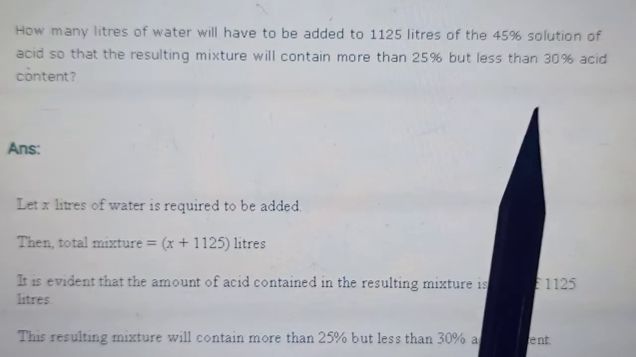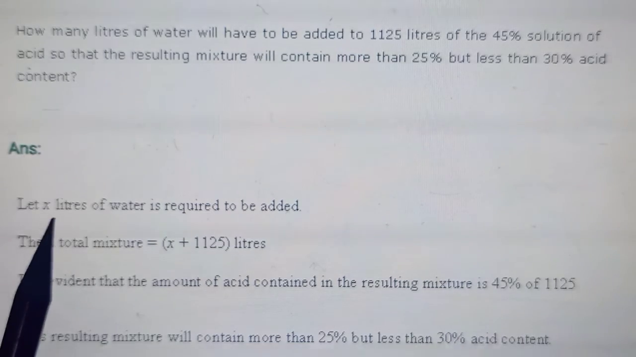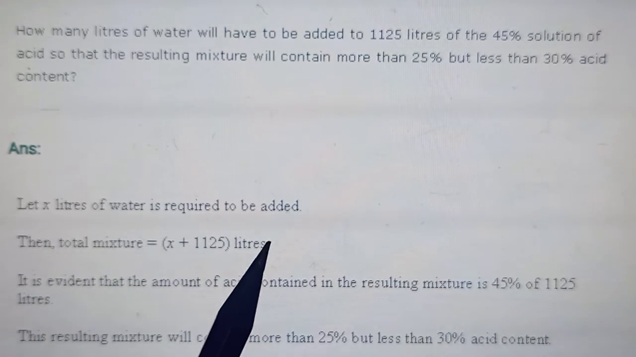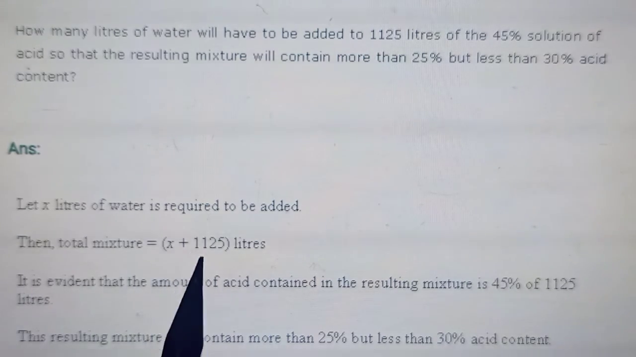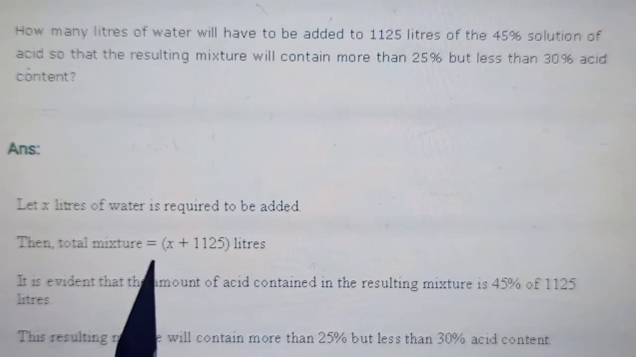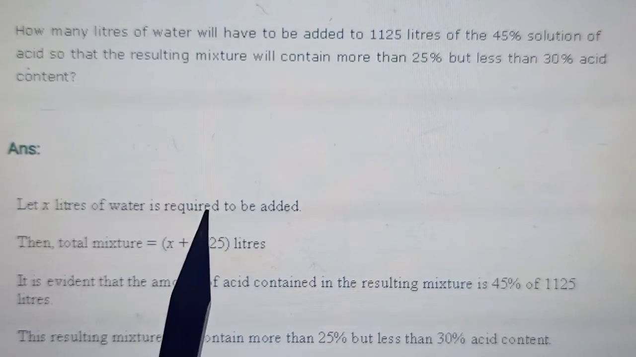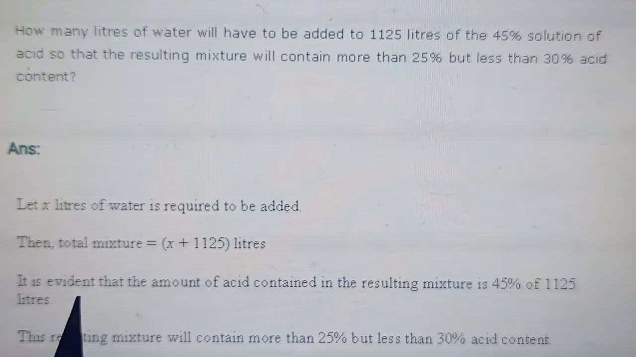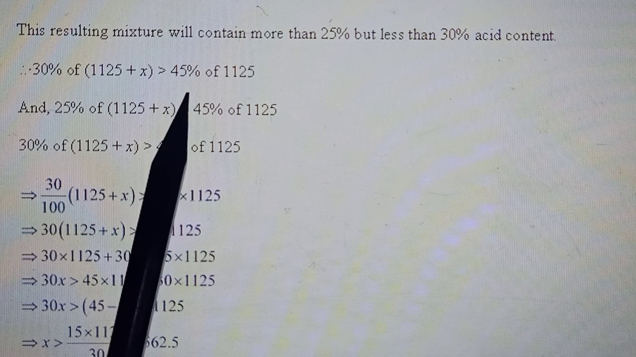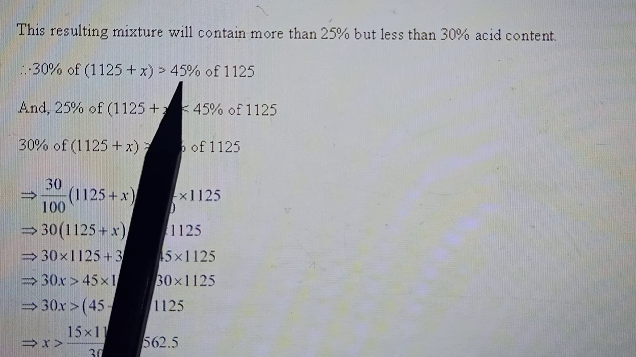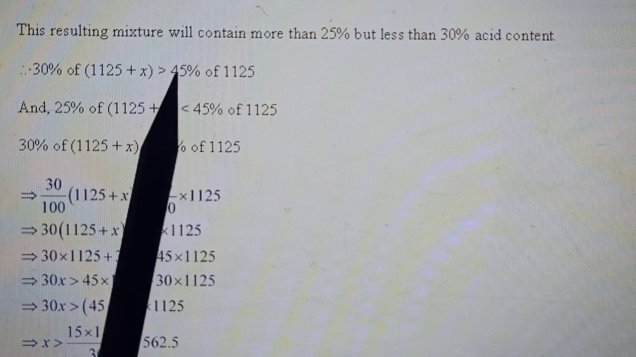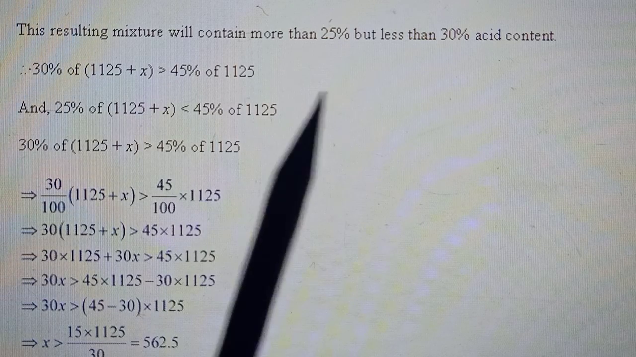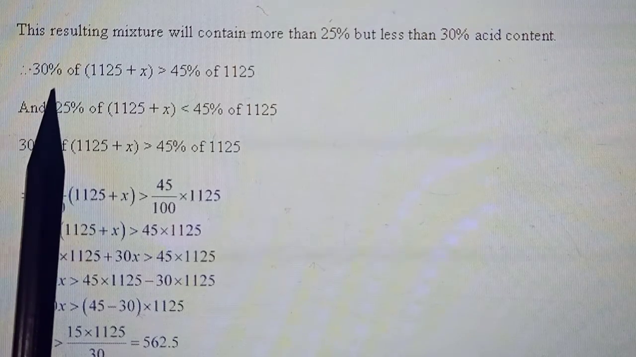So let us suppose we have added x liters of water. Then obviously the total mixture becomes x plus 1125. You had 1125 liters of acid solution and you mixed x liters of water into it, so the total liters of the mixture is x plus 1125. Now the content of acid that we have is 45% of 1125. The limit given was more than 25 but less than 30.